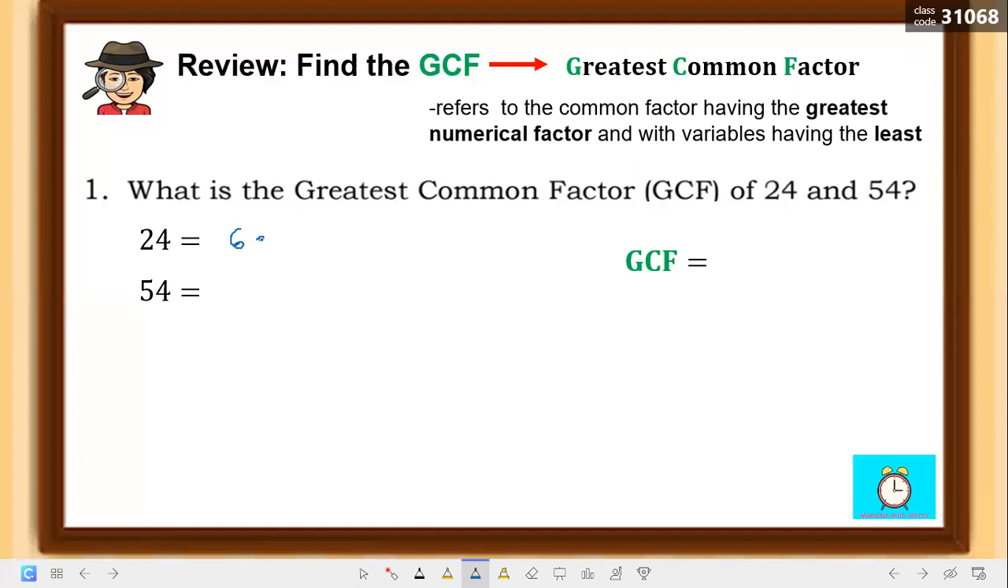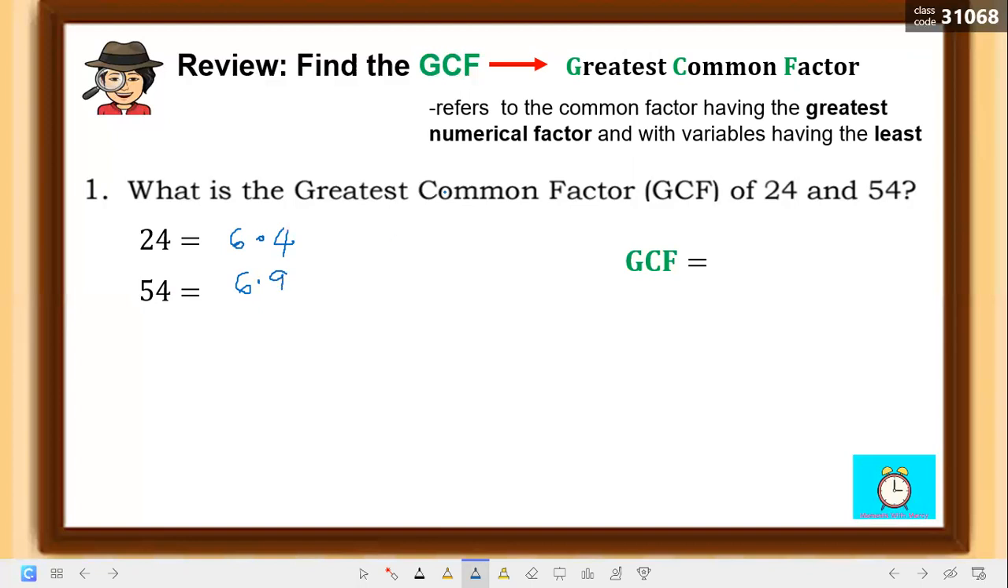Times, tuldok na lang yan ha. Hindi siya x kasi variable. 6 times 4. How about 54? Ano yung greatest common factor niya? Yes, Magdalene. 6 times 9 po. 6 times 9. Okay, very good.